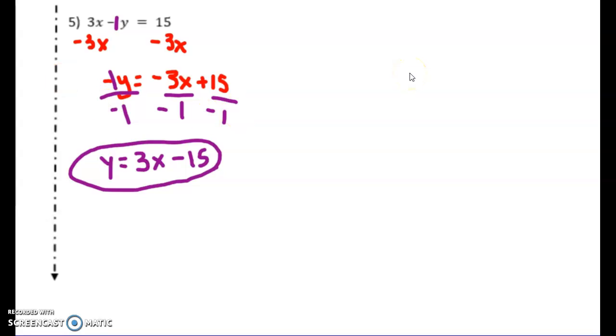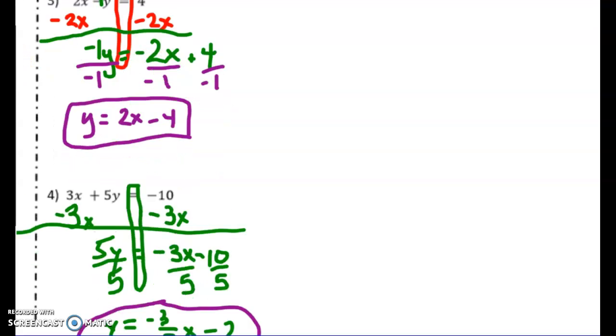So 3x minus the y term equals 15. Yes, you had to move the x term again. Look carefully. Negative 3x, this plus 15 should come down, and yes, you have to divide by negative 1 all the way across this time. So y equals 3x minus 15.